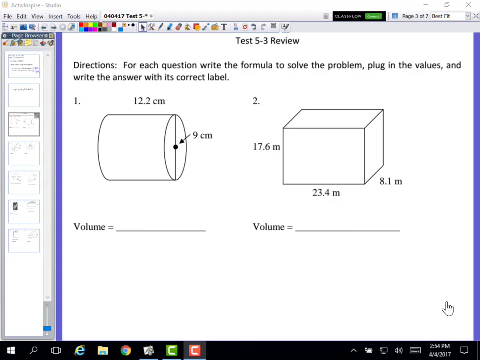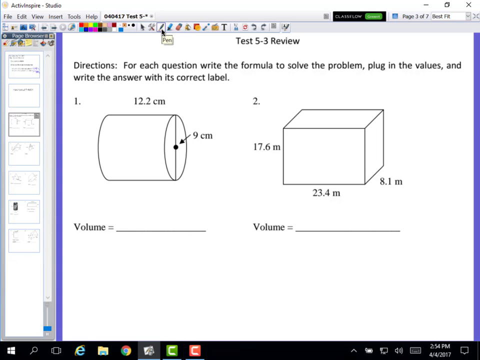Okay, class, let's go over this test review. For each one of these questions, what I'd like for you to do is, one, write the formula, plug in the information, and put the answer with its correct label. And we are going to round to the nearest tenth.